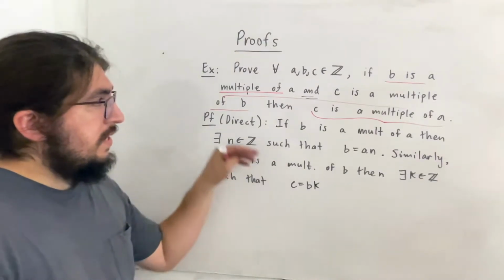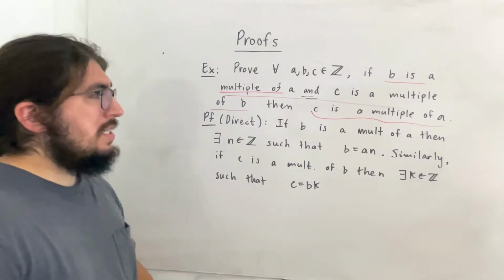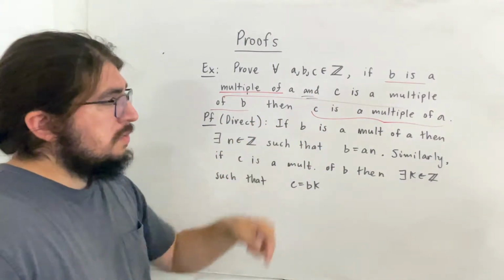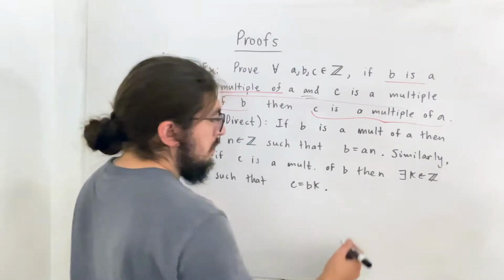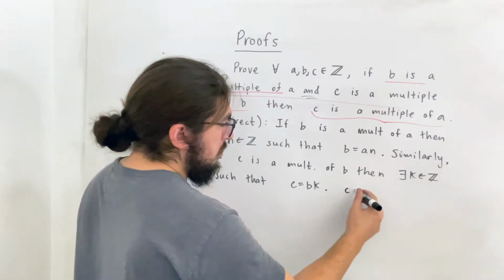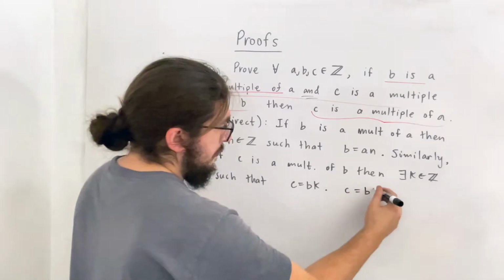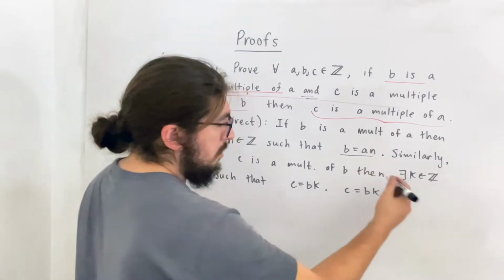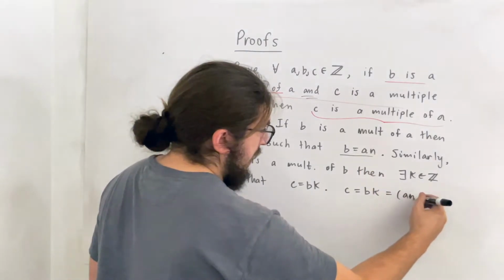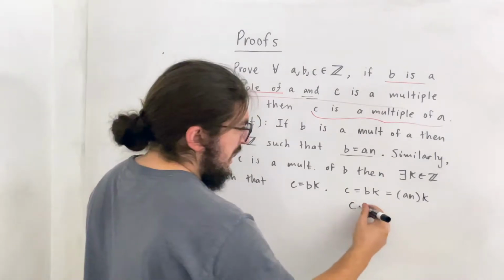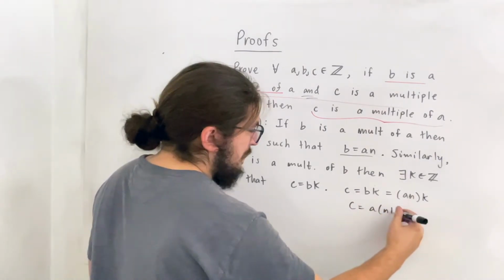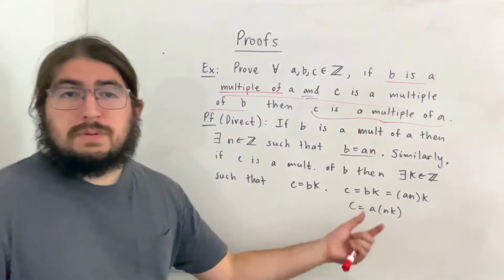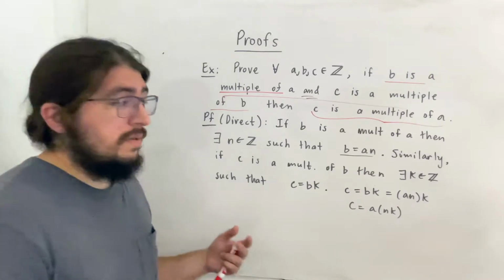Great. So we've used definitions for what we were assuming to be true, and now let's get to what we want to prove. What we want to prove from this is the same as c is a multiple of a. So let's see what c is. C, we know, is equal to b times k. But b, we found to be equal to a times n if it is indeed a multiple of a. So I'll replace that b with an. So we have written c as a times something, a times nk. Notice nk is indeed an integer, so that means c is a multiple of a by the definition of being a multiple of something.